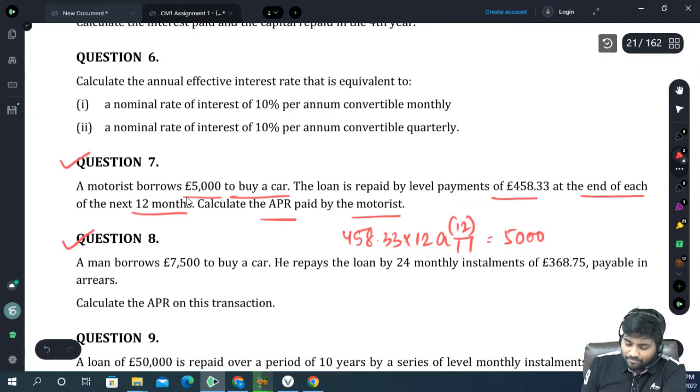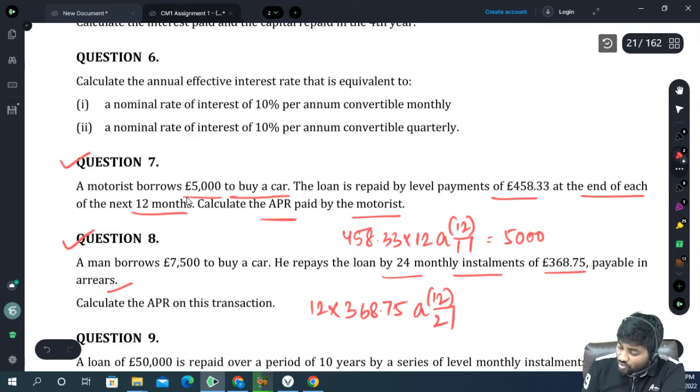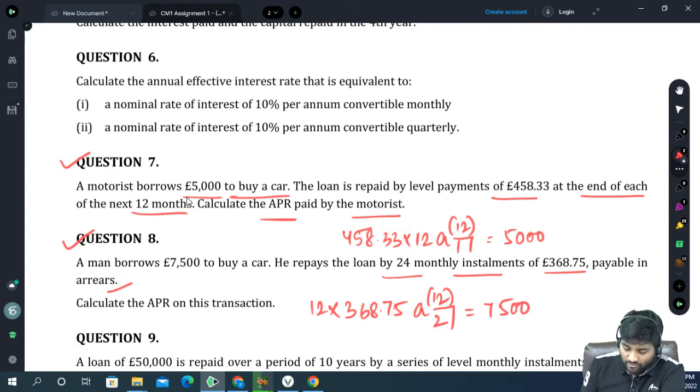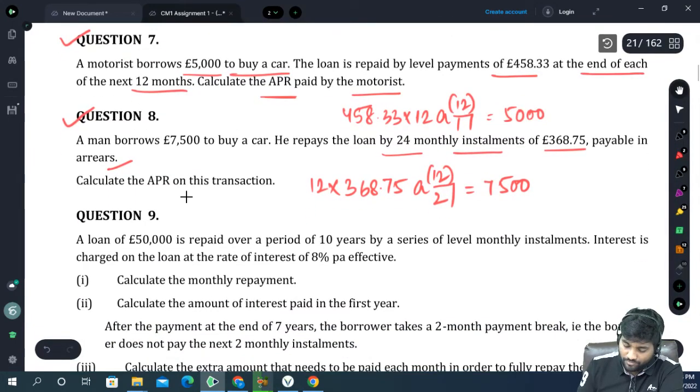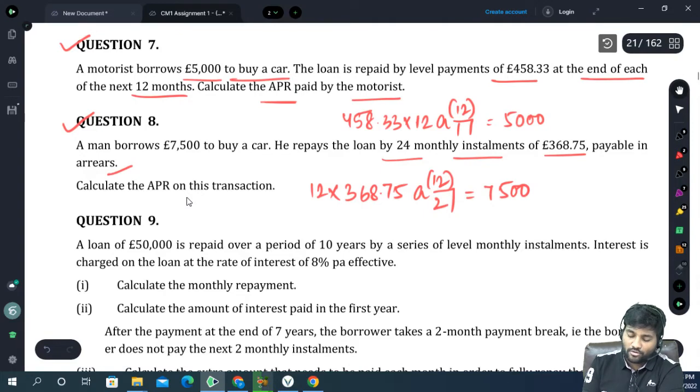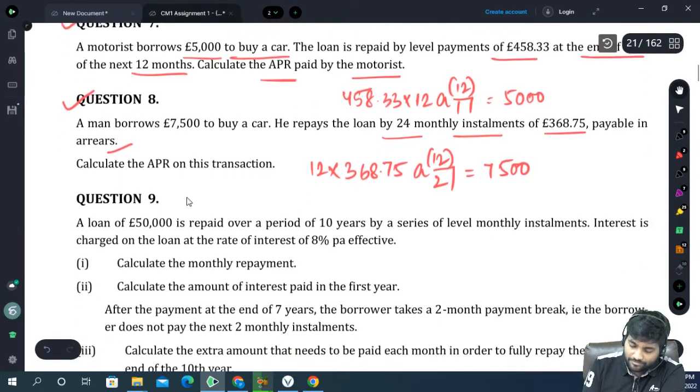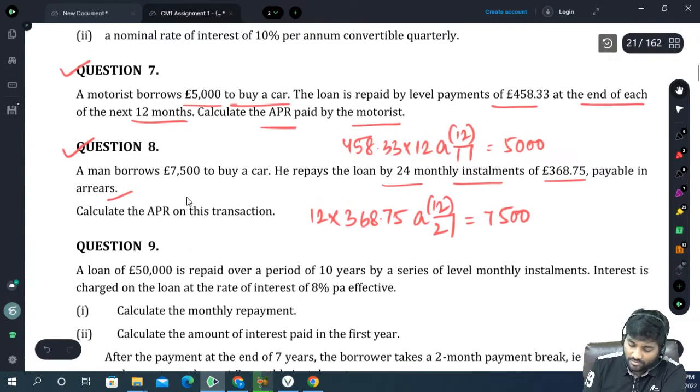In question number 8, a man borrows 7,500 pounds to buy a car. He repays the loan by 24 monthly installments of 368.75 payable in arrears. Calculate APR. So he is paying 12 into 368.75 a_{24}, which is equal to what? 7,500. We are going to calculate the APR. Solve these two questions. And then you need to try question number 9. Done. Try 7 and 8.